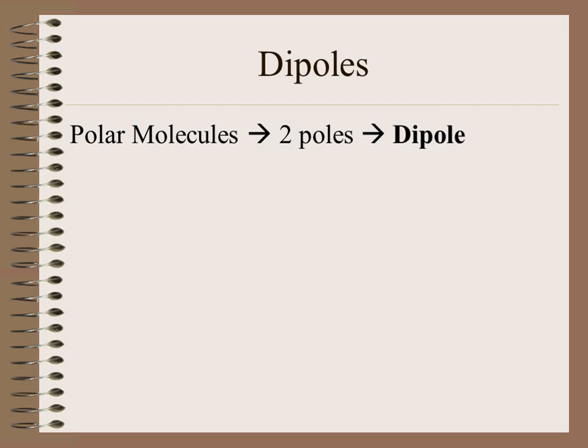So with polar molecules, these display two poles, a positive end and a negative end. Another word that we use for this in kind of a shortened form is the term dipole. Di for two, pole indicating the polarity.